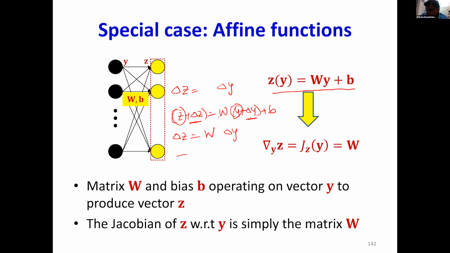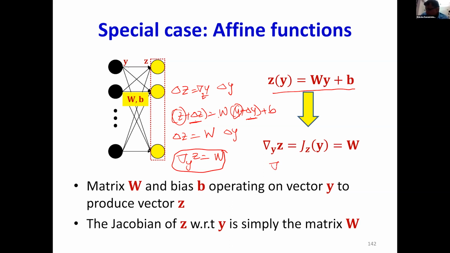And so the derivative of z with respect to y is going to be, what is that? Remember, delta z is the derivative of z with respect to y times delta y. That's going to be w. This is the Jacobian. Make sense, everyone? Yes, no? Did this make sense? Okay.